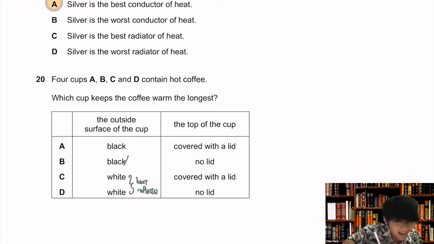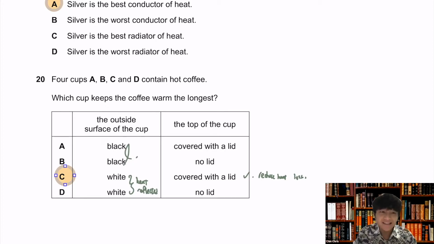Black, I don't like black. The top of the cup is covered with a lid, definitely to reduce the heat loss. I think this is kind of common sense. My grandma can do it. I think you guys can do it. So the answer is 20C.